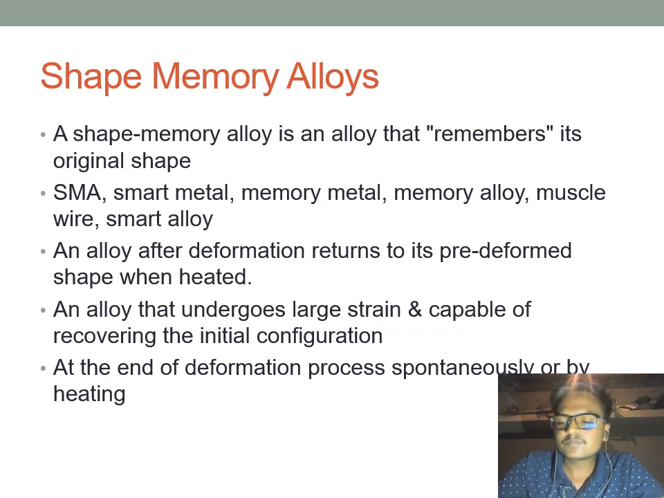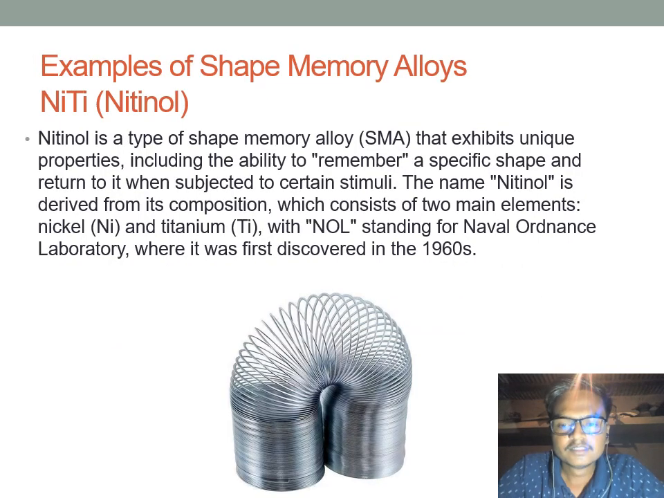There are various examples of shape memory alloys. Let's discuss its examples. The first one is nitinol. Nitinol is a combination of two metals, nickel and titanium, where Ni and Ti stand for nickel and titanium, and NOL stands for the Naval Ordnance Laboratory, where it was first discovered in the 1960s.